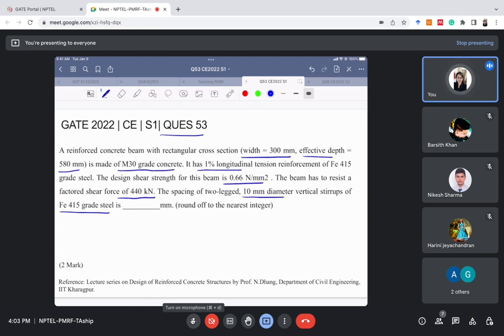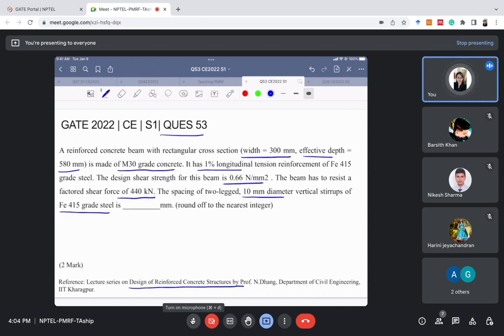For RC design, you can refer to the lecture series on design of concrete structures by Professor N. Dhang, Department of Civil Engineering, IIT Kharagpur. So I'll start with the question. This is a question of spacing of vertical stirrups. We need to determine the spacing of shear reinforcement, which are the vertical stirrups in this case.